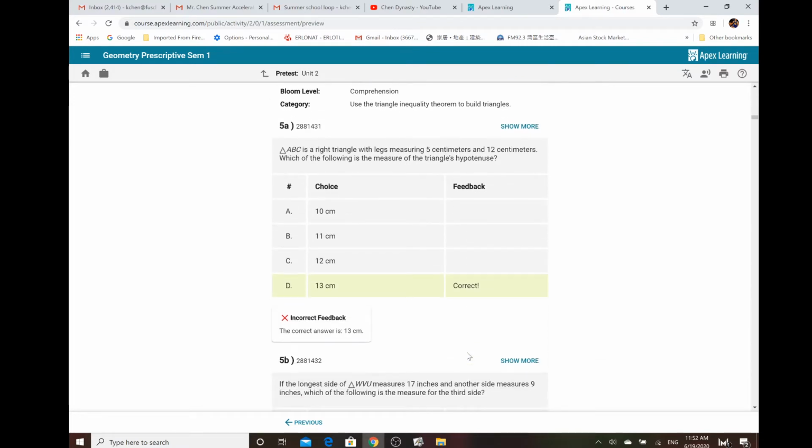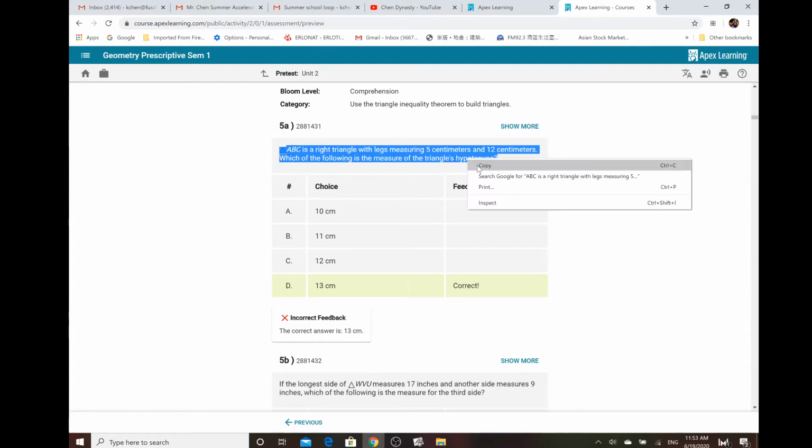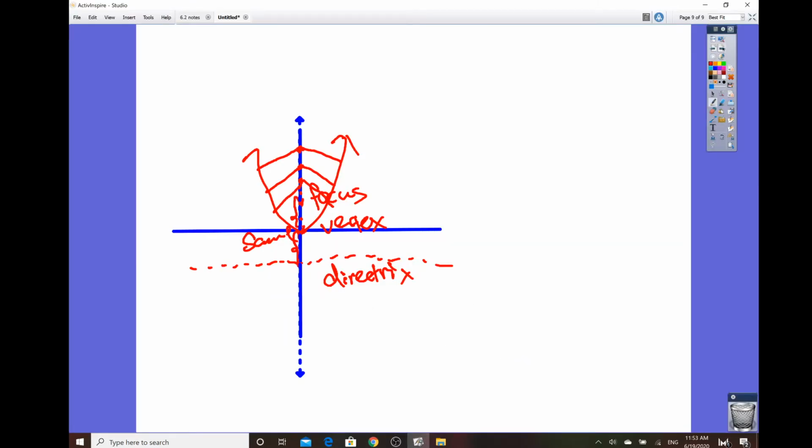Next, a right triangle has legs measuring 5 centimeters and 12 centimeters. Which of the following is the measure of the triangle's hypotenuse? If it's a right triangle, we can apply the Pythagorean theorem. One side is 5, the other is 12. In order to find the longest side, we use the Pythagorean theorem. Let me highlight this one, and then I'll show the work for this. Okay, copy and paste.